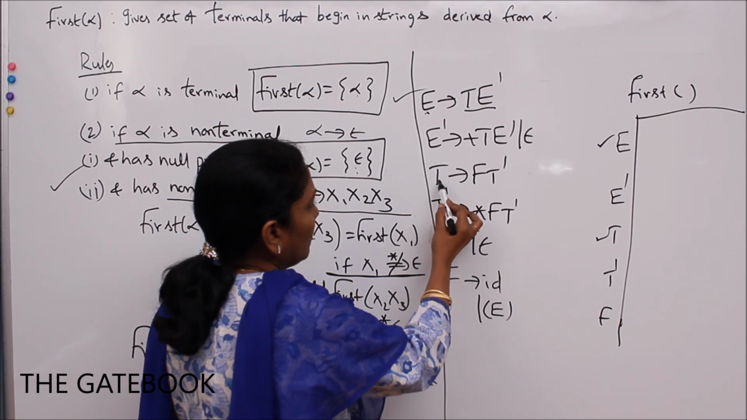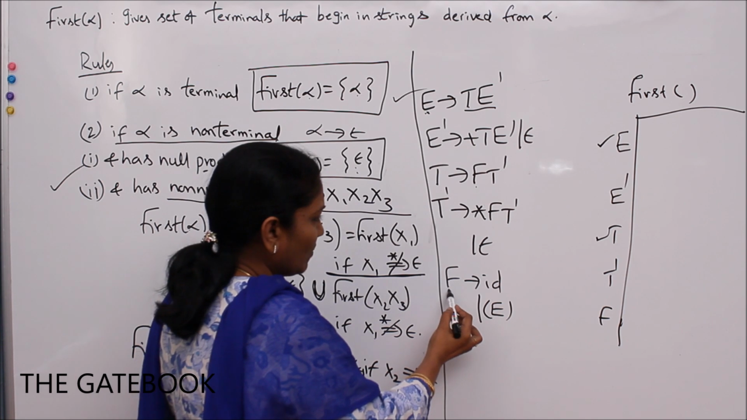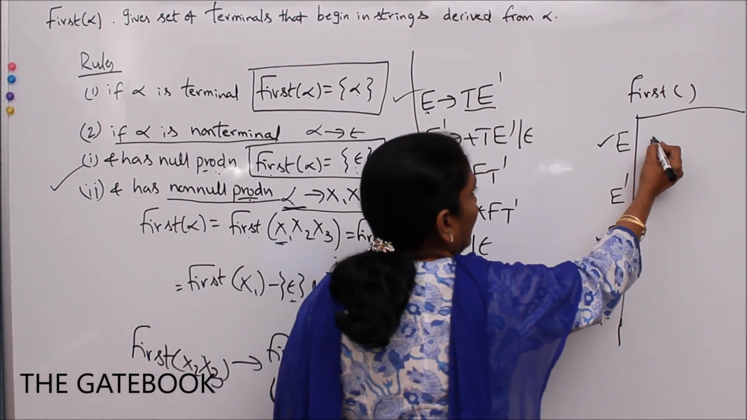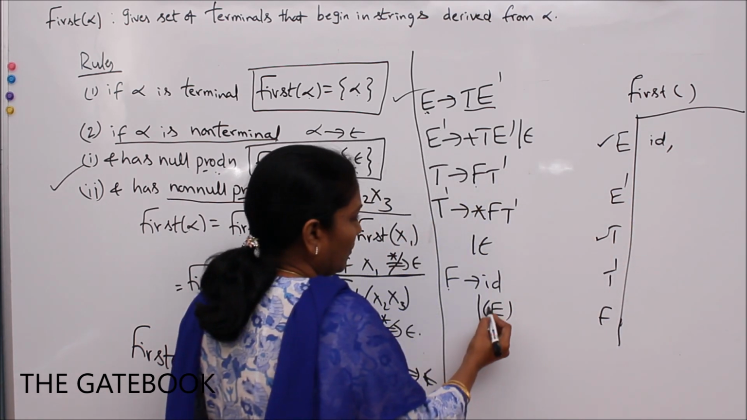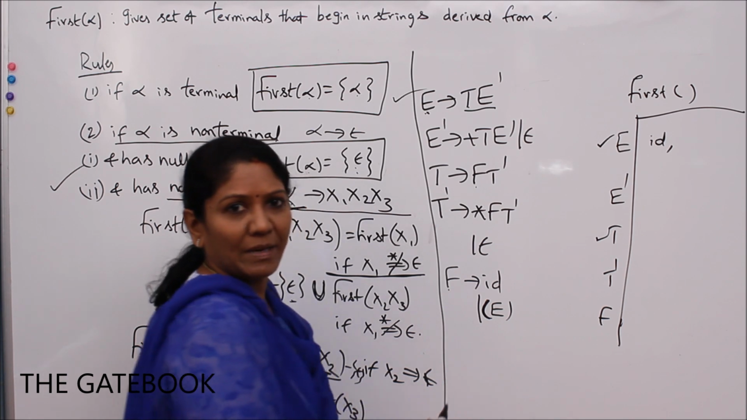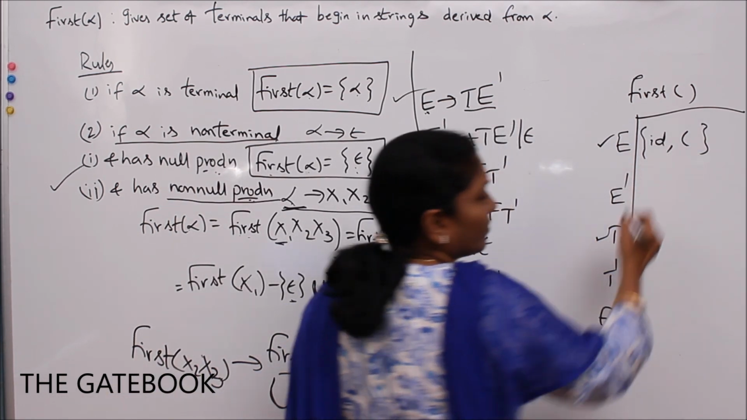What is first of T? First of T is first of F. First of F is what? Now you are ending with a terminal, so it is ID. And if you apply the same rule on the other production, the first symbol is a terminal, which is left parenthesis. Hence ID and left parenthesis.